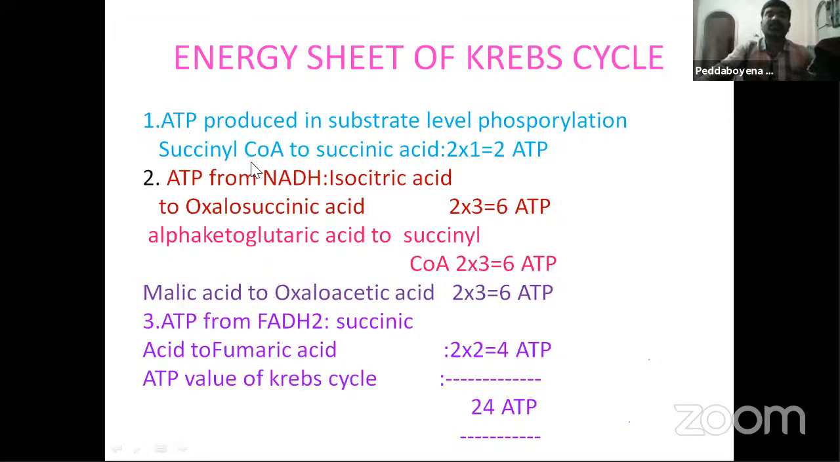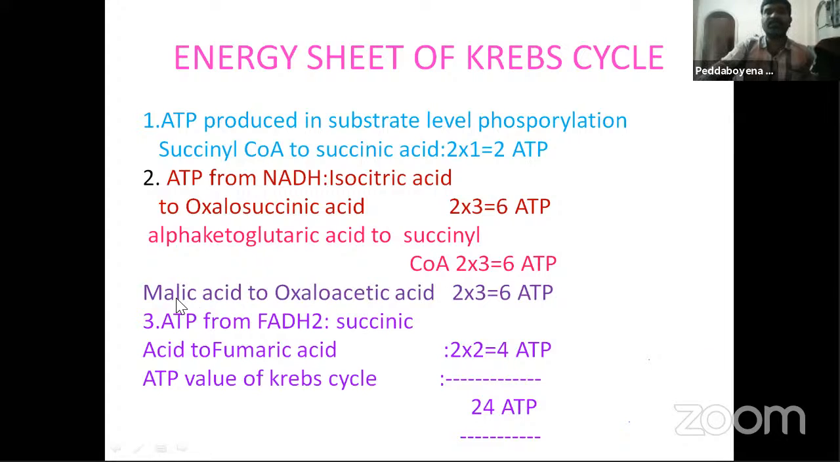Where succinyl coenzyme A goes to succinic acid, how many ATPs are formed? Two ATPs. Next, ATP formed from the NADH. The reaction is isocitric acid to oxalosuccinic acid. Here also two reactions. So one NADH is equal to 3 ATP. Two rotations are there, so 2 into 3, 6 ATPs. And next one, alpha ketoglutaric acid to succinyl coenzyme A. Here also 2 into 3, so total 6 ATPs.